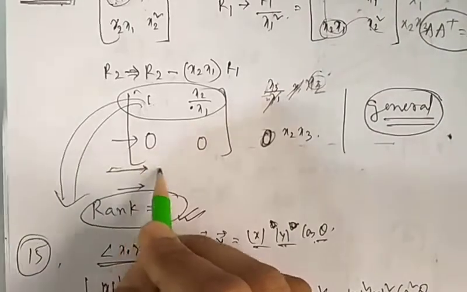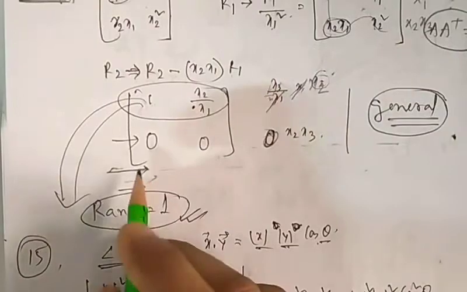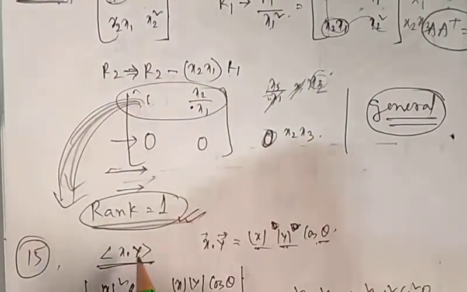Similarly, your next row will also be 0. Next rows, you can feel it now. It is a general approach, it is coming 0. That's why there is only one non-zero row, therefore the rank is 1. So the answer is this.